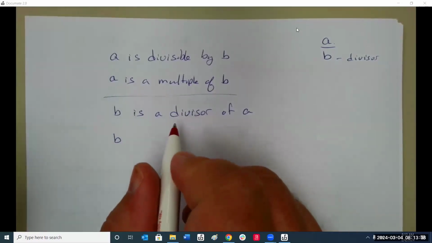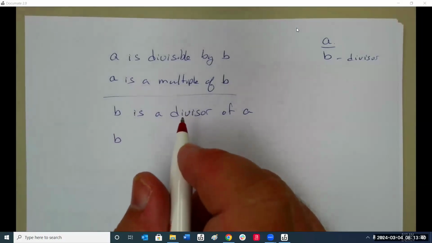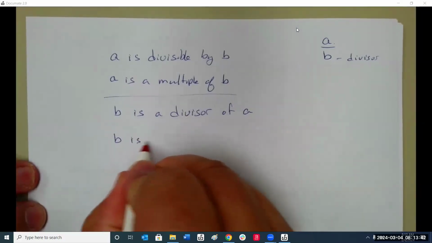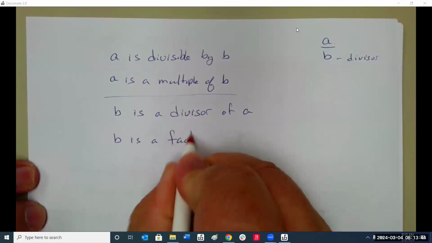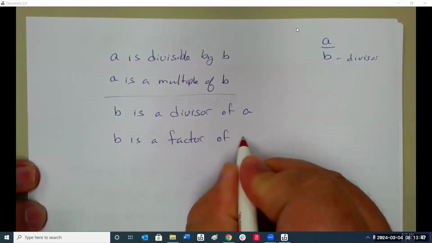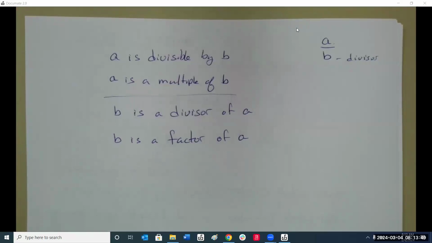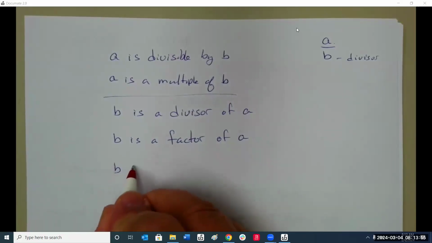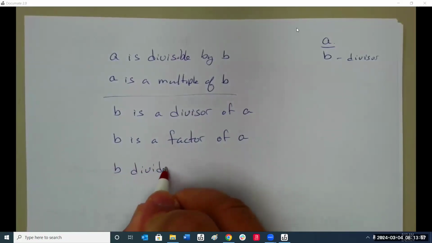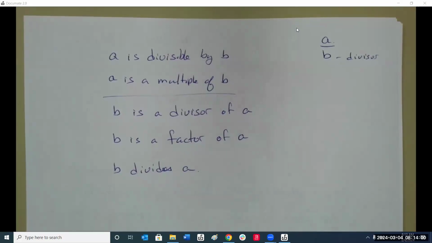Besides, if it's a divisor and we have a remainder of 0, then B is a factor of A. Or we can simply say that B divides A. Okay, these are the formal ways. You can say that B goes inside of A.